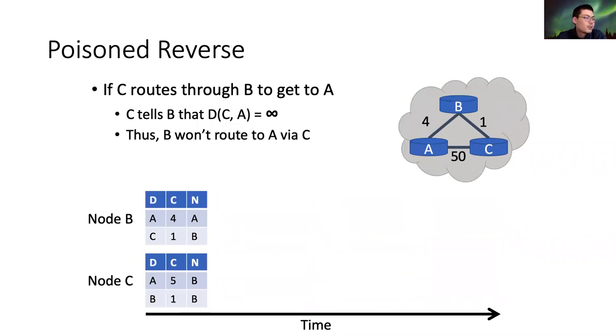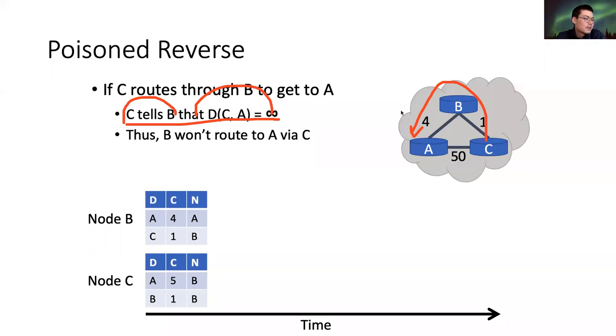A solution to that is called poison reverse. Let's see what that means. If you look at the logic here, if C wants to go to A, it will route through B, because 4 + 1 = 5, compared to 50. Now C will tell B: because C goes to B and then to A, if B wants to go to A, it shouldn't go through C. Even C routes through B to reach A, so BA is going to be shorter than CBA. Otherwise it's unreasonable. So C needs to tell B that DCA is infinite: you don't route through me. I route through you, so you should not route through me.